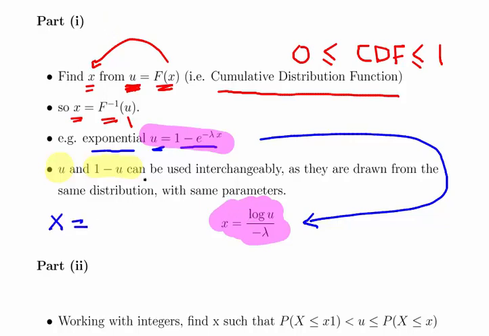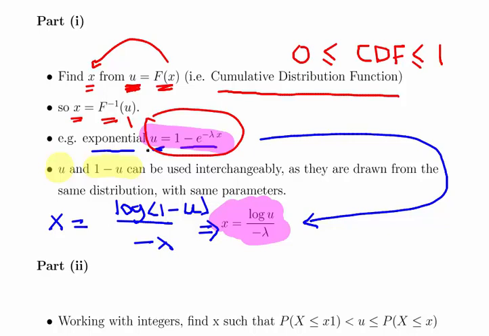This is correctly log 1 minus u over minus lambda. That's what we actually would get when we solve that. But what we do there is replace 1 minus u with u because we're not losing anything in the algorithm, whereas that one bit's a little bit simpler to solve. That's a very important point actually with this topic.